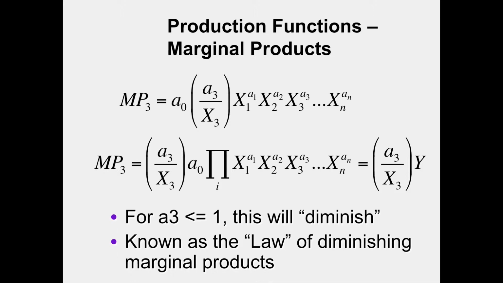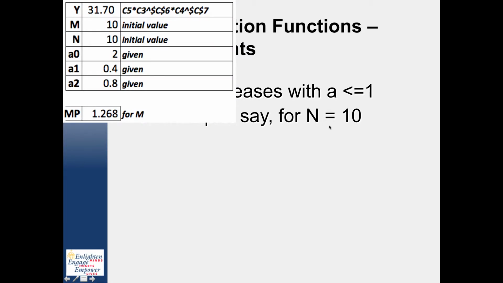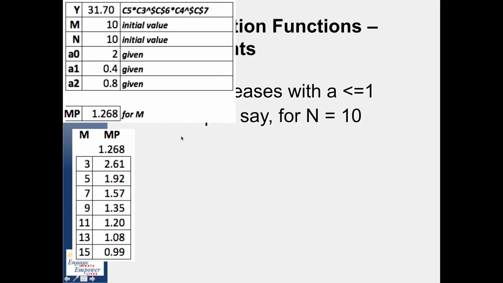So if a3 is less than 1, then there'll be diminishing marginal products. I'm going to demonstrate this in a sec. So let's say that for n equals 10, I can find the marginal product for m at n equals 10, which is 1.26.